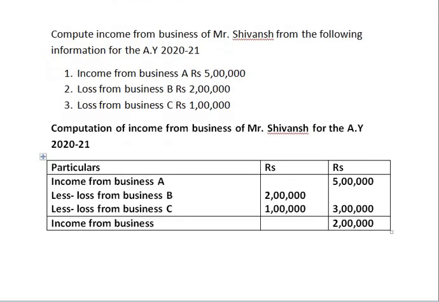This sum is based on inter-source set-off, wherein loss incurred from one business is set off with the incomes earned from another business. In this sum, you are given income as well as loss. Business A has earned income of rupees 5 lakh, wherein business B and C have incurred loss of rupees 2 as well as 1 lakh. Therefore, we have to set off the losses with the income earned from business A. Thus, at the end, we get income from business at rupees 2 lakh.